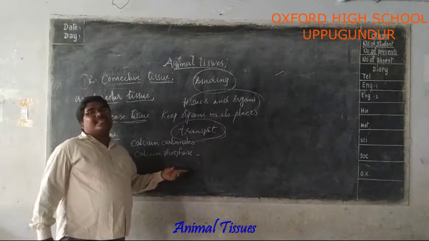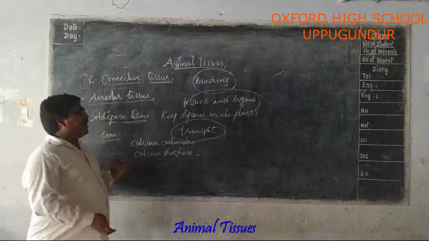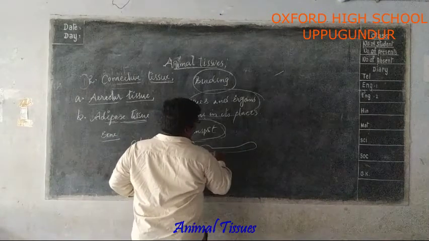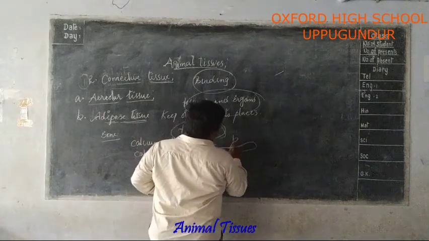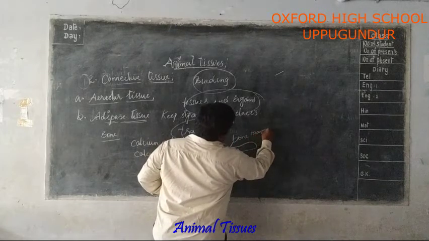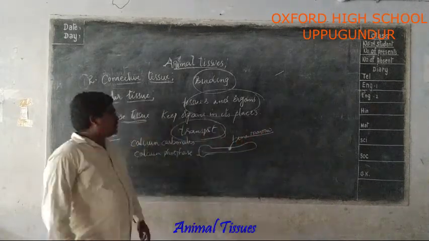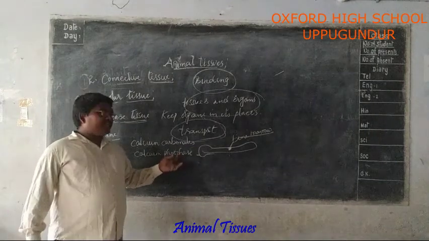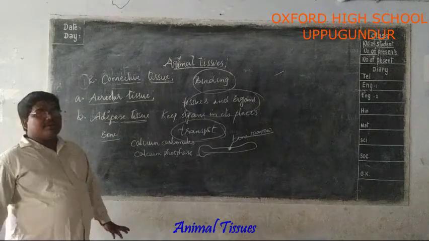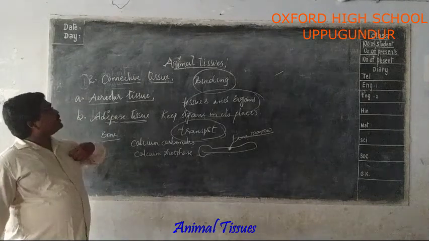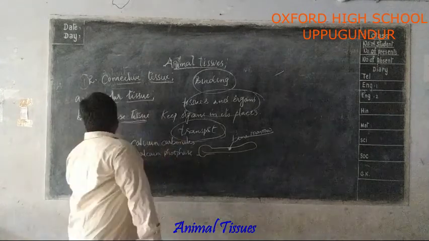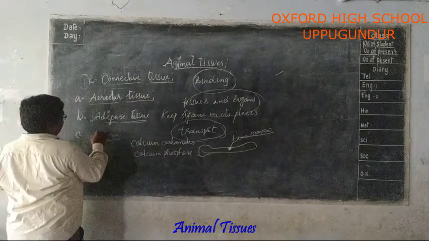These salts are secreted from the hollow portion of the bone. What is that? Bone marrow. The salts are secreted from the hollow portion of the bone called bone marrow. Now we are going to discuss another type of connective tissue, that is ligament.